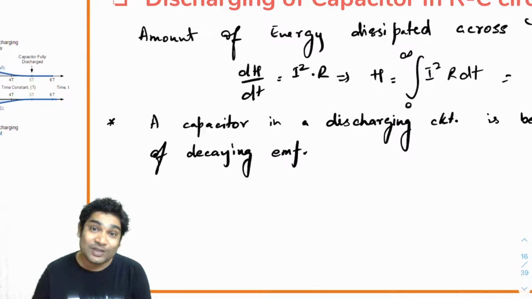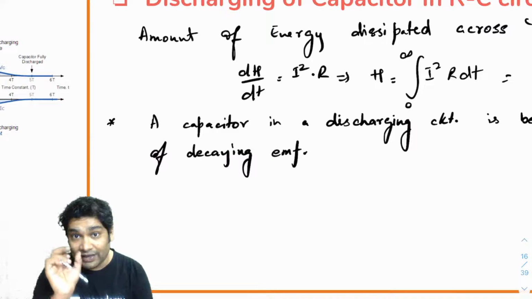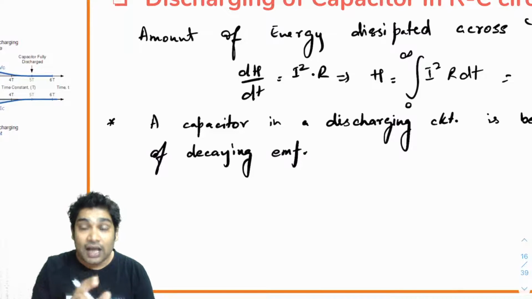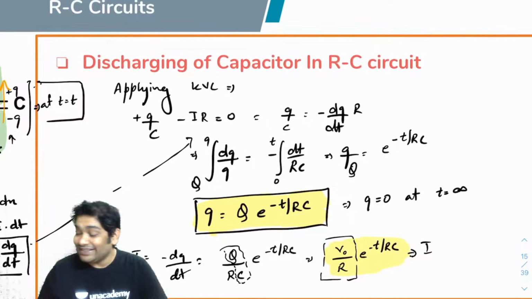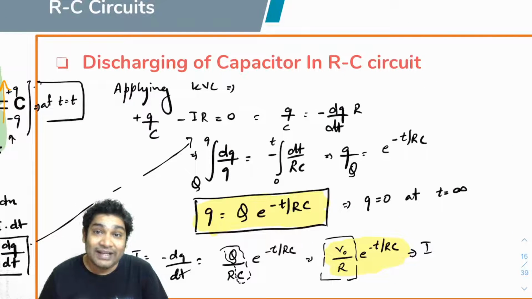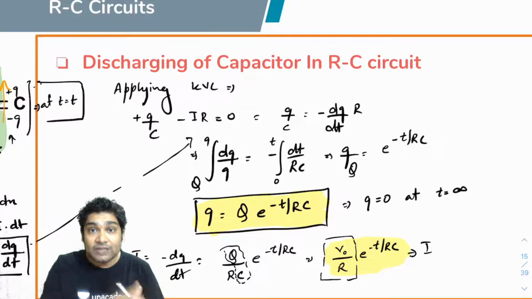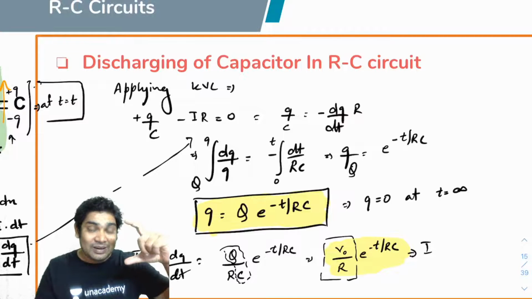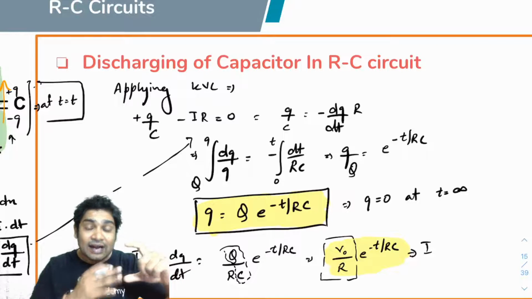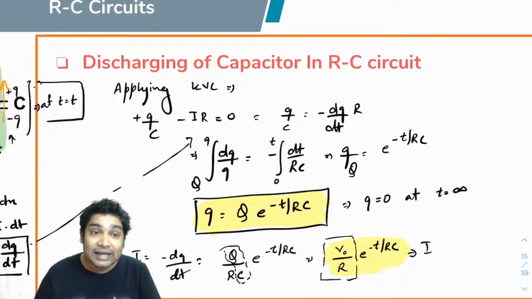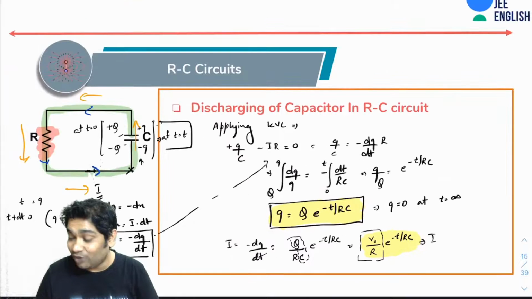Right? At t equals 0, if it was charged initially to V volts, then at t equals 0, it will behave as a battery of V volt. And after one time constant, you will realize that the charge would have become 1 by e, and hence the potential difference across it would have also become 1 by e. So it is behaving as a battery which started with an EMF of V naught, which was the voltage to which you had charged the capacitor, and after every time constant, its EMF is getting reduced by 1 by e, 1 by e, 1 by e. It is continuously falling down.